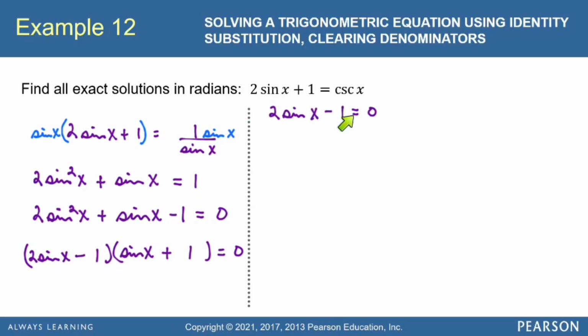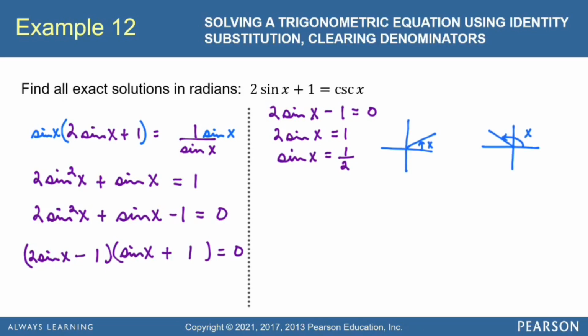Now, to find the solutions for the first factor, if 2 sine of x minus 1 equals 0, that means 2 sine x equals 1, and then divide both sides by 2, and we'll have sine of x equals 1/2. Now, since this sine value is positive, and sine values are positive in quadrant 1 and quadrant 2, we know we're going to get a solution in each of those quadrants. This 1/2 is the sine value for 30 degrees. So now we know the reference angle for both of these is 30 degrees. That means the quadrant 1 solution is 30 degrees, and for the quadrant 2 solution, if the reference angle is 30 degrees, then the quadrant 2 angle is 150 degrees.